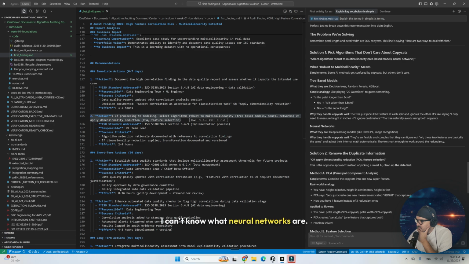Neural networks. Okay, I know what neural networks are. Why they handle copycats well: they're so flexible and complex that they can figure out these 2 features are basically the same and adjust their internal math automatically.